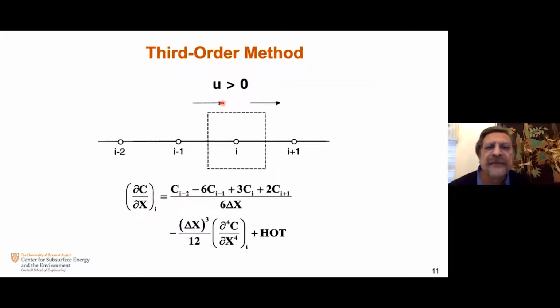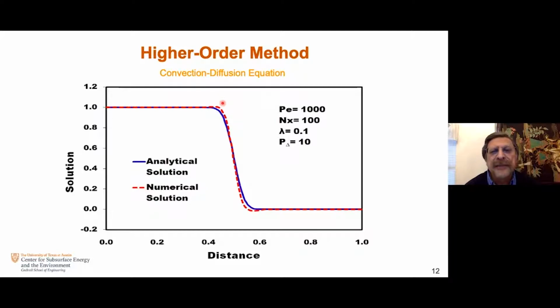A higher order method that was developed years ago, with quite a bit of work done at the University of Texas at Austin, addresses basically a third order approximation. As you can see there, we have a central point, a forward point, and two backward points. And this we just refer to as the higher order method. And as you can see, for the same problem with a Peclet number of 1,000 and 100 grid blocks, the solutions are nice in terms of you do not see oscillatory behavior and you do not see much smearing.